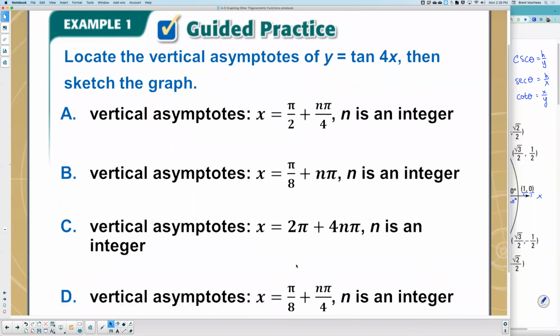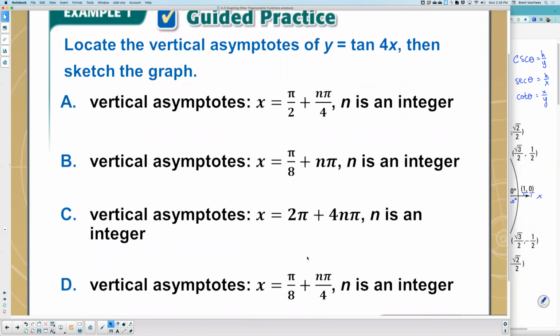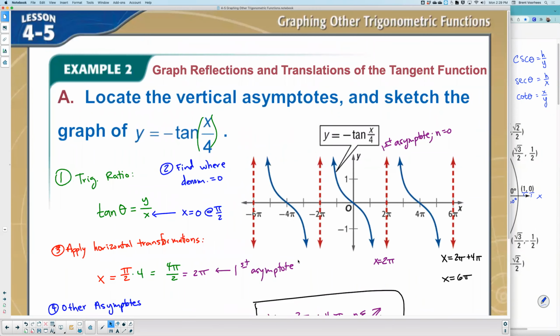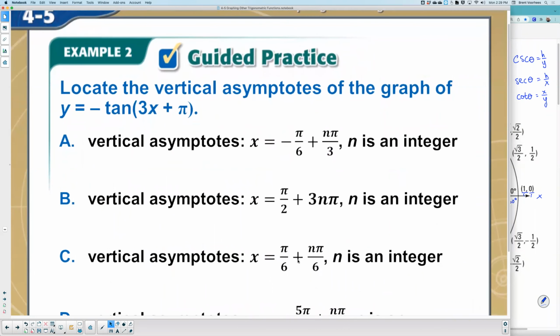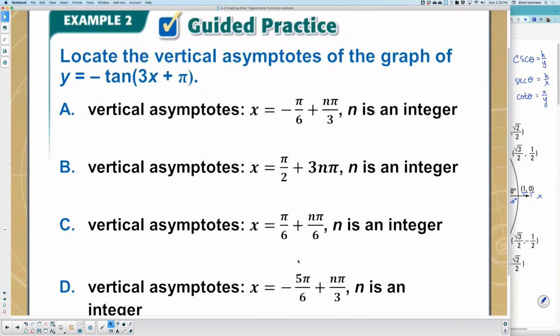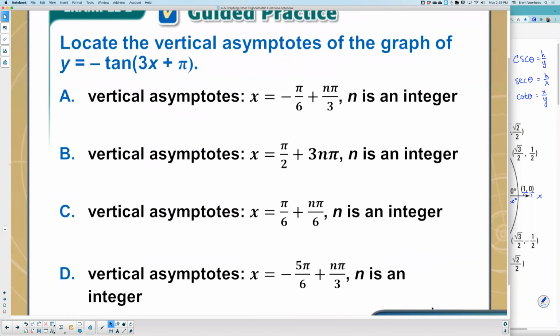All right, so once you get your answer here, let's jump on over to DOL number 2, and I want you to try this problem now. You can pause the video for time to complete.